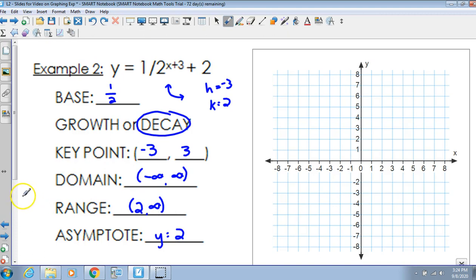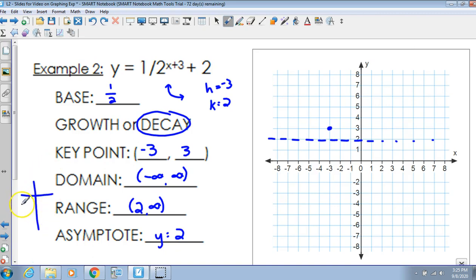Now if we plot these points, we would have our asymptote at y equals 2. Our key point is at negative 3, 3, which is up here. We know basically what's happening based on the fact that we've got a fraction here. This is a decay function. We know what our general shape is going to look like. Let's plot a few points around there just to get those other values. Let me give myself a little more room there.